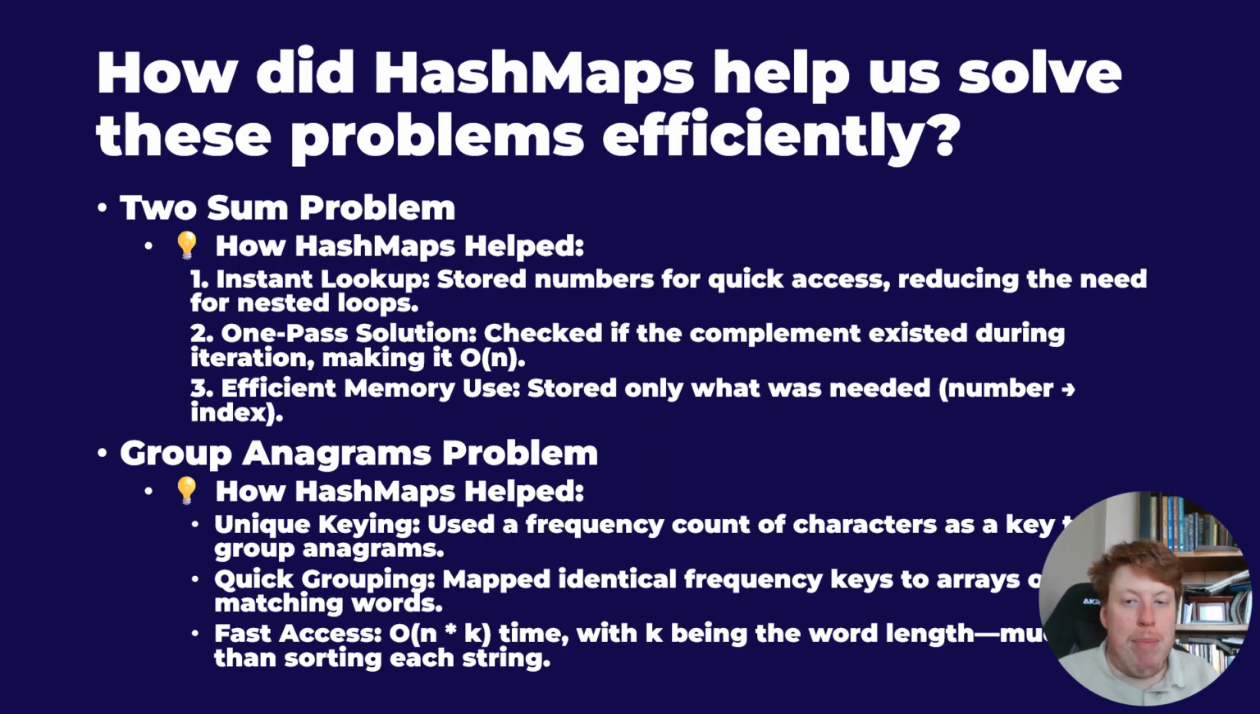So how did HashMaps help us solve these problems efficiently? In the two-sum problem, the hash map let us instantly check if a complement existed, cutting out the need for extra loops. For group anagrams, it helped us organize words by their character counts, making grouping fast and easy. In both cases, the HashMap's ability to store and quickly retrieve data was the key to improving efficiency and reducing the time complexity of our solutions.